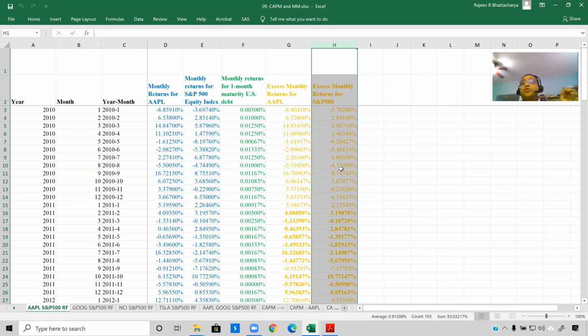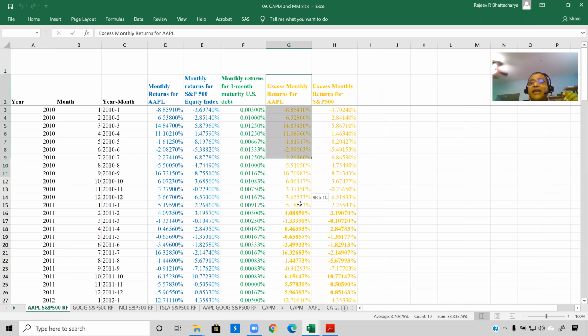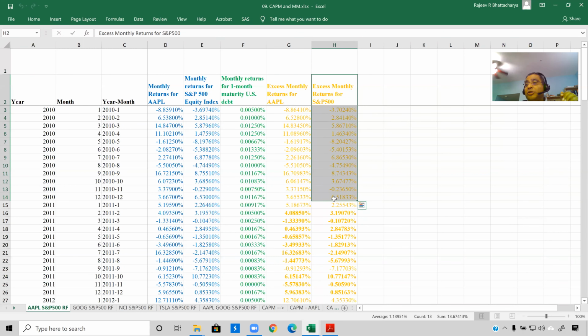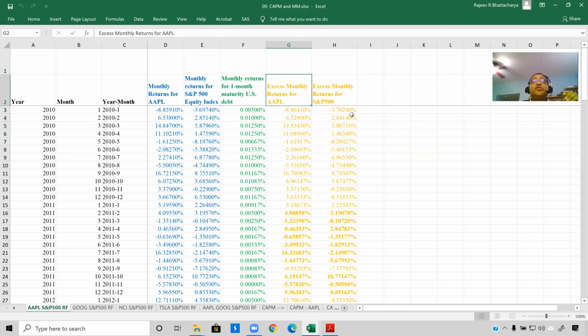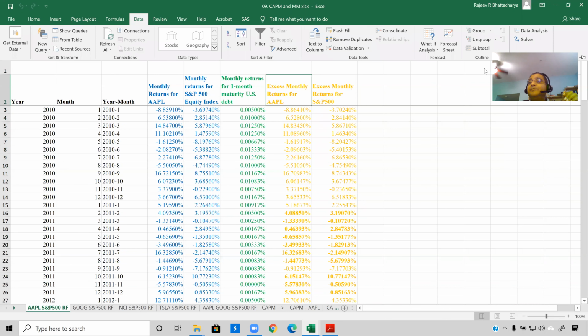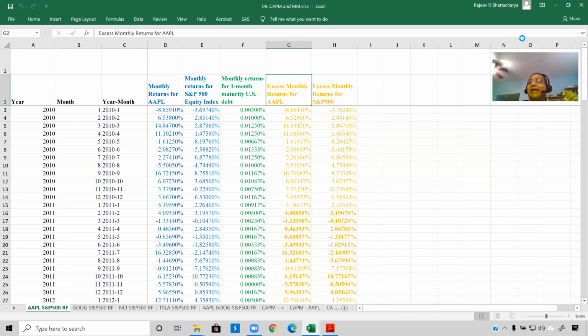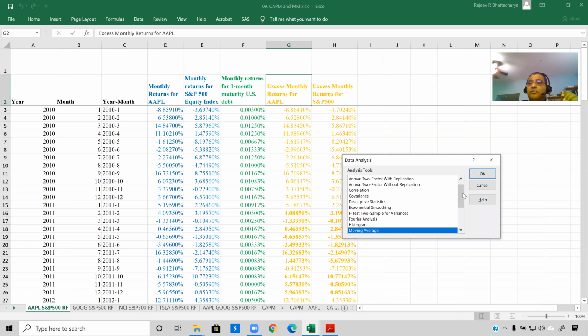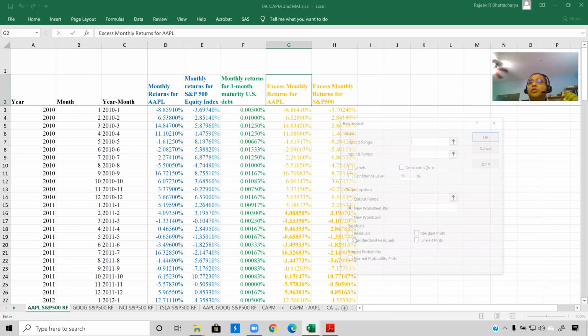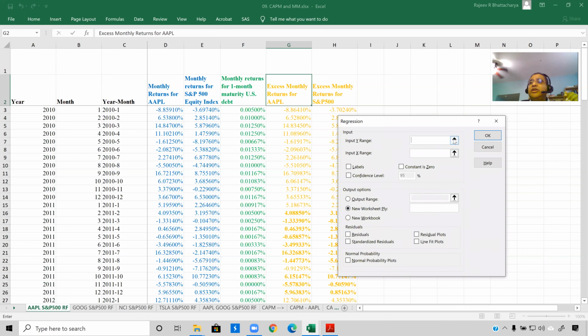So we will now have to regress this excess monthly return for Apple on the excess monthly return for the S&P 500. In order to do so, we go to Data Analysis. When all this comes up, go over to Regression. Okay. First, you need to put in the input Y range.